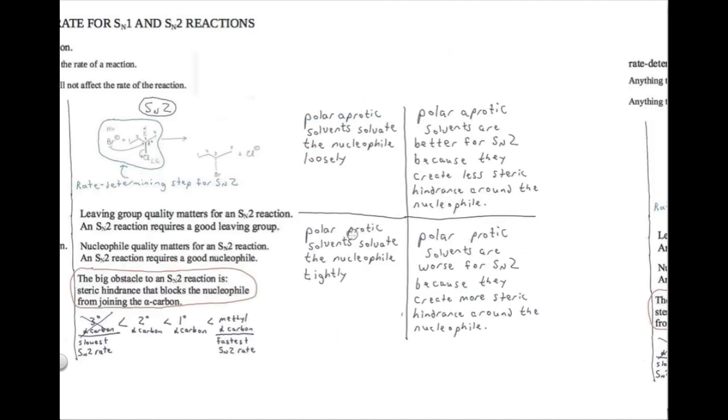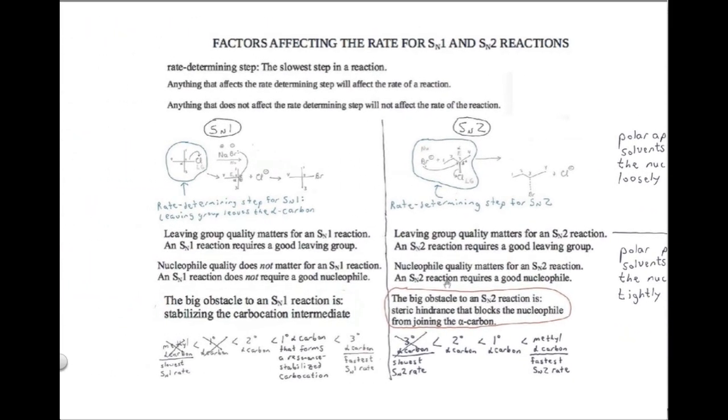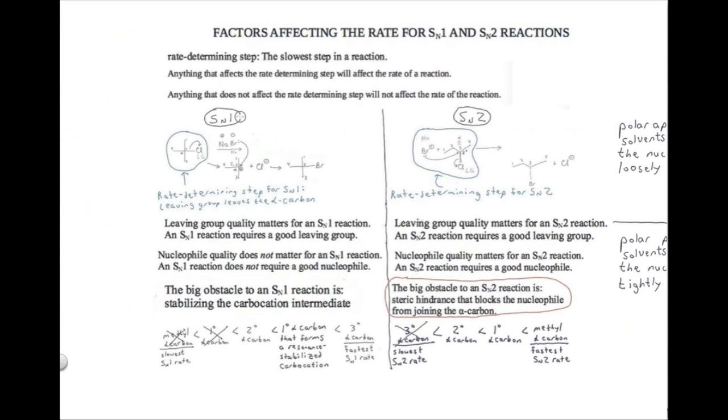Remember that polar protic solvents are worse for SN2 because they create more steric hindrance around the nucleophile. And the big obstacle to SN2 is steric hindrance. Well, as I discussed in the SN1 video series, steric hindrance is not a big obstacle to SN1. And you can see why from the rate determining step.